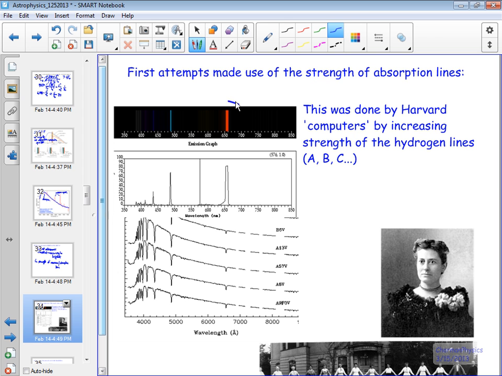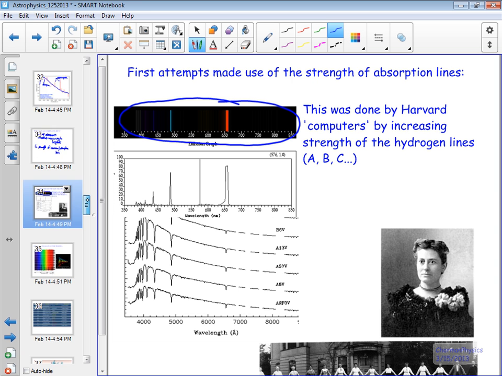All right, so here's a sample of the two major hydrogen lines. It's hard to see the colors here, but you can at least see them probably on the YouTube video. And the stars were sorted according to the strength of these lines, and given just a designation in alphabetical order: A, B, C, D, and so on.